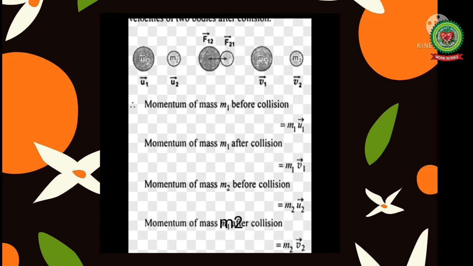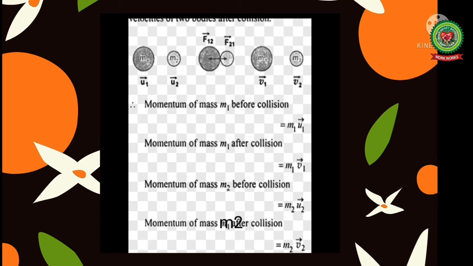Suppose a body 1 exerts a force on a body 2. This force is called the action force F12. Now the body 2 exerts an equal but opposite force on body 1. This force is called the reaction force F21. By Newton's third law, F12 is equal to minus F21.